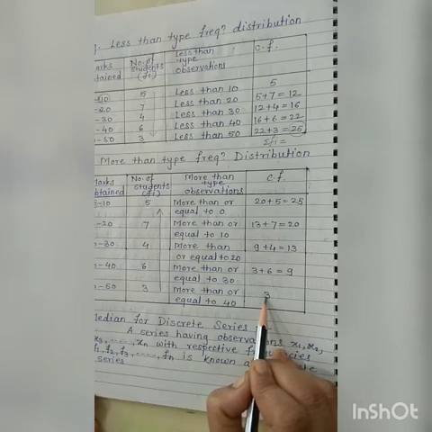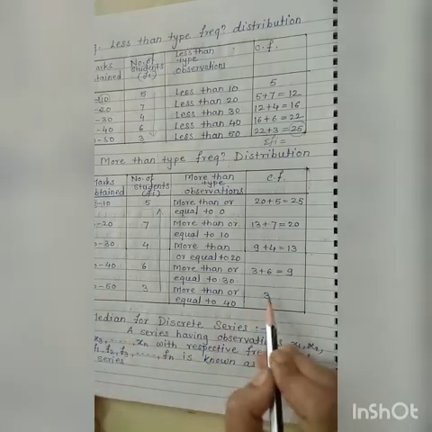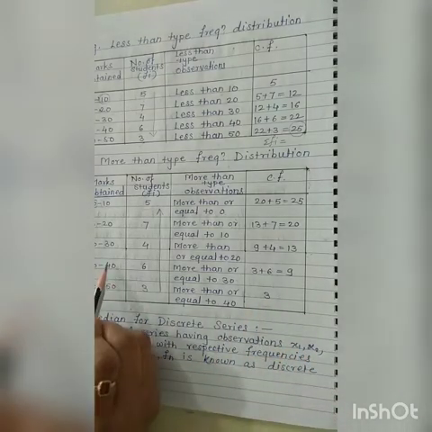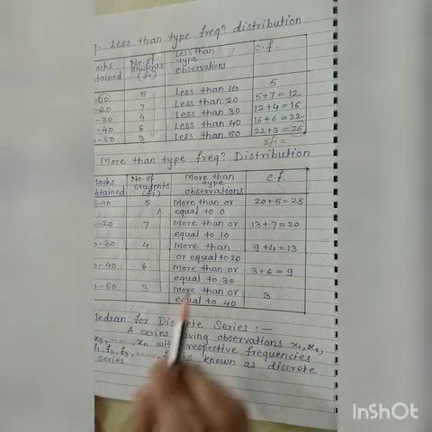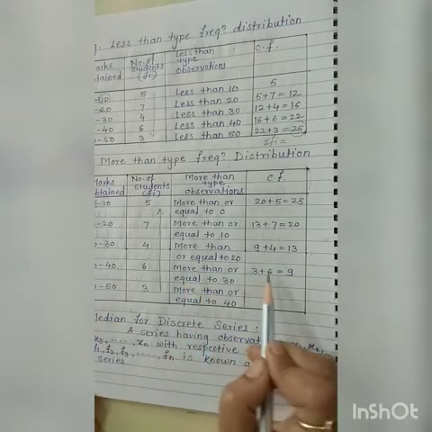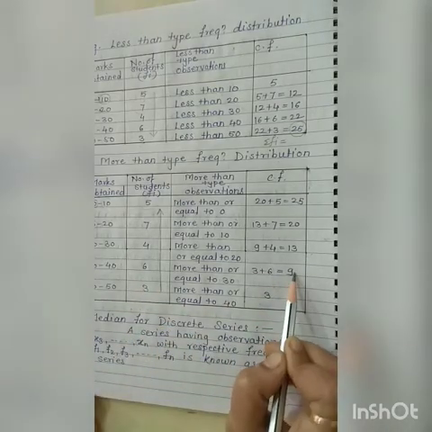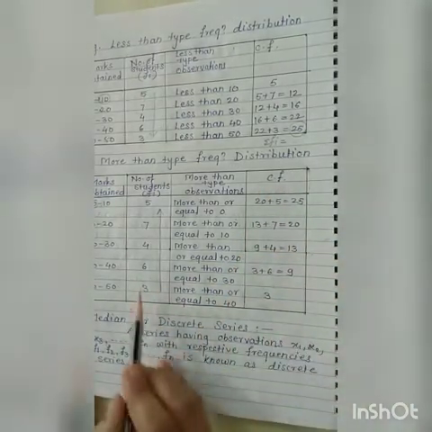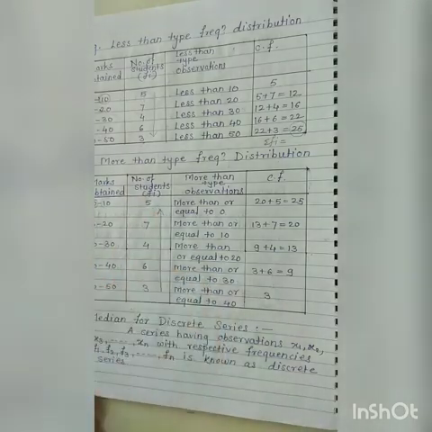Now let us see here. The number of students for the class interval 40 to 50 is 3. Now the number of students for the class interval 30 to 40 is 3 plus this 6, which is equal to 9. So like this we are adding the frequencies from the last class interval to the first class interval.